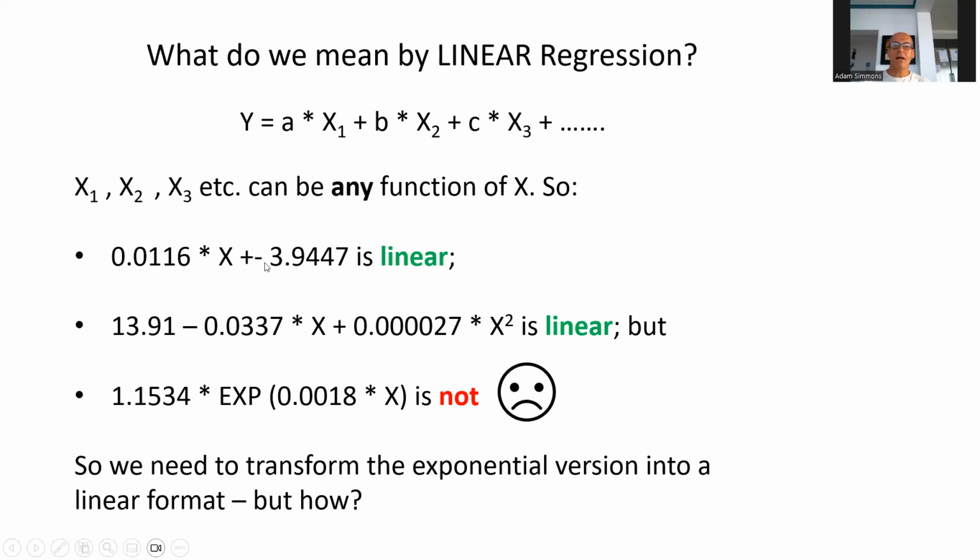That's a very simple equation. 0.0116 times x plus a constant is linear. But the quadratic is also linear because it's a constant plus or minus a function of x plus or minus another function of x. However, the third one, the exponential, is not linear. And to make it linear, we need to do something. We need to transform it, which is why I've called this podcast Transformations.